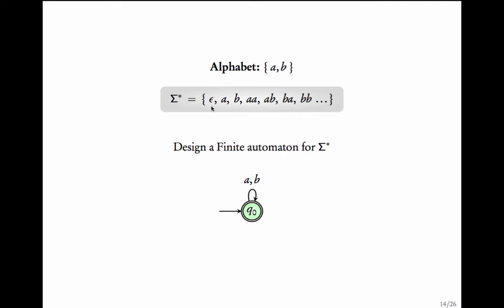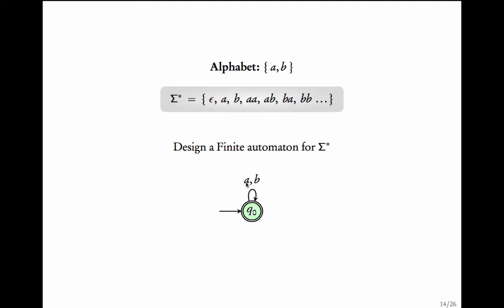Now, let us look at the language sigma star itself. Sigma star is a language. Can we design a finite automaton for it? Yes, it has a single state and that state is accepting. You keep reading any letter, you will stay inside this language. And for any word in this language, you can do a reading.